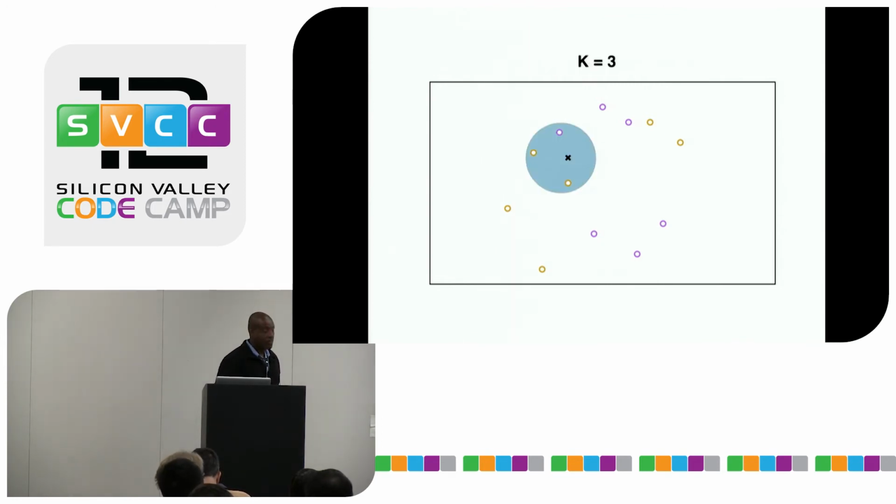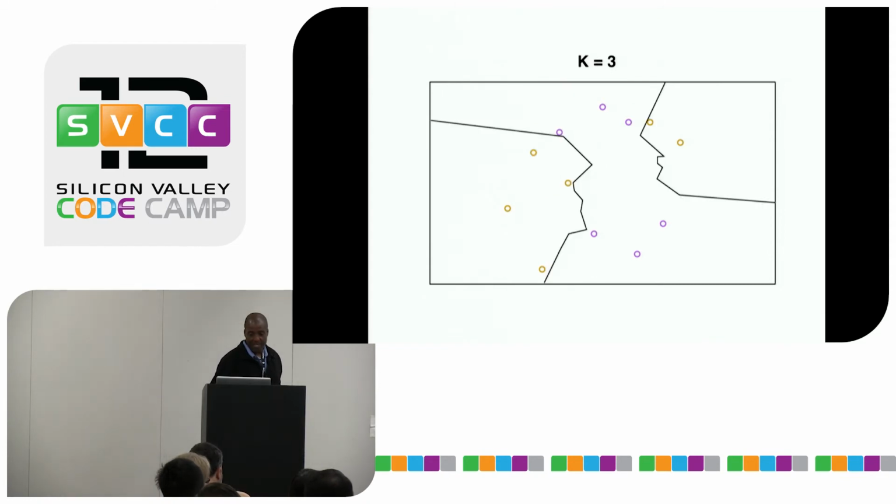Okay. Well, the 3 closest points are there. So what class is it in? Yellow. Thank you. Yellow. Okay. So that would be the boundary looking at this with K equaling 3. And it changes depending on whether it's 2 or 7 or anything else. Okay?